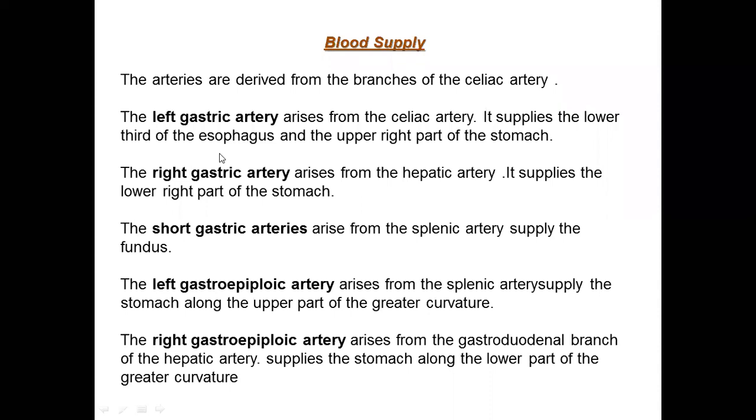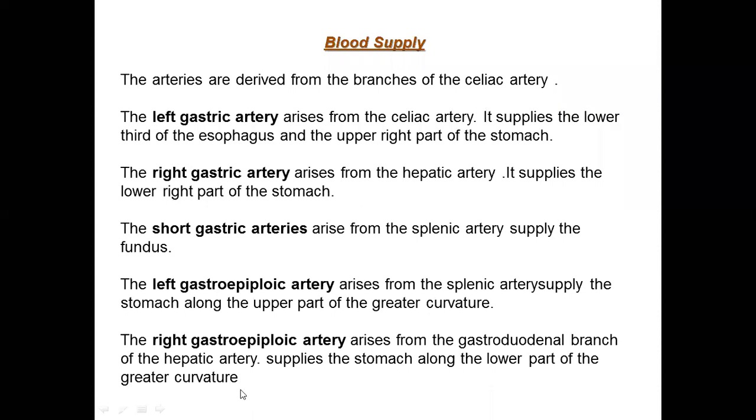Then we have the short gastric arteries. They arise from the splenic artery, and they supply the fundus of the stomach. And the left gastroepiploic artery arises from the splenic artery, and it supplies the stomach along the upper part of the greater curvature. Then we have the right gastroepiploic artery, which arises from the gastroduodenal branch of the hepatic artery, and it supplies along the lower part of the greater curvature of the stomach.